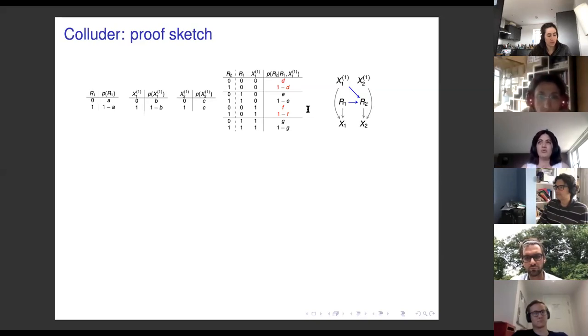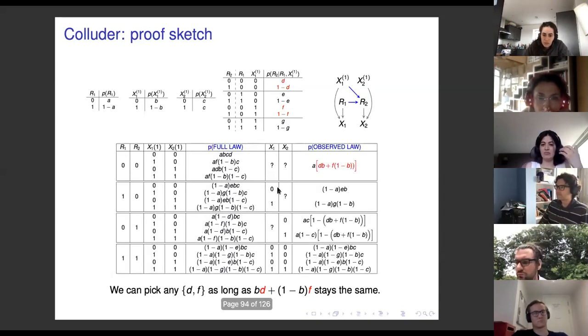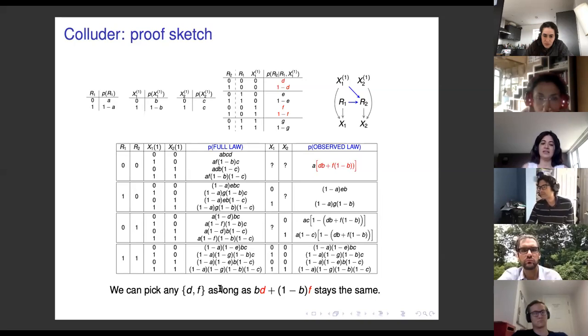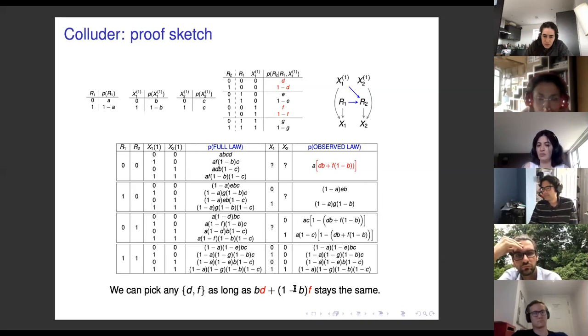We should come up with 2 examples where they disagree on the full law, but they agree on the observed law. And we can easily show that there are actually infinitely many such examples if we compare the probability tables of the full law and observed law side by side. We can see that there are infinitely many examples as long as a weighted sum of these unidentified parameters stays the same across the examples. And we can easily think of infinitely many such cases. So this is what it means that it's not identified.